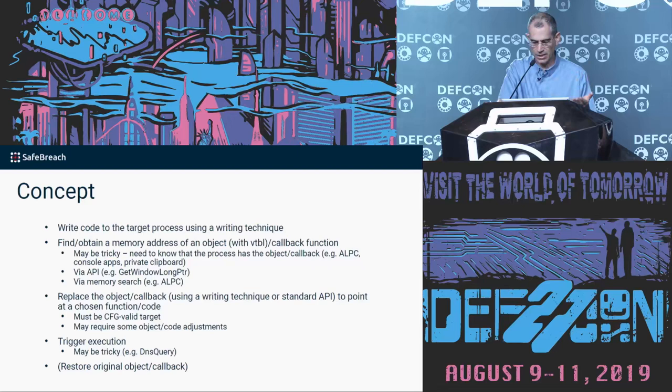And this finding or obtaining can be done via a standard API like GetWindowLongPtr, or via memory search, as is the case with ALPC. Then we replace this object or callback to point at our desired execution point, which must be a CFG valid target because Windows will check each and every one of those execution techniques. In every one of them, CFG is checked. And it may also require some adjustments to the object or to the code.